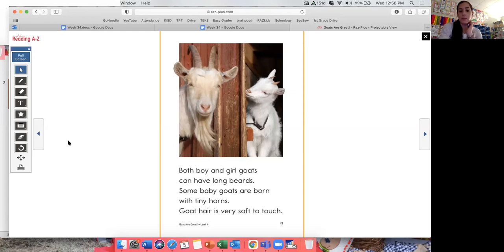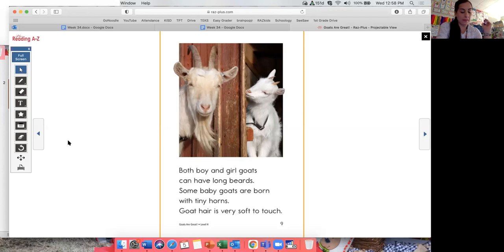It says, both boy and girl goats can have long beards. Some baby goats are born with tiny horns. Any important facts that you think we should know for studying them? I think it's important to know that they have horns on their head because that might be part of their defenses, like we talked about when we were doing our research. So maybe the author wants to tell us how they protect themselves. Whenever they tell us that baby goats have tiny horns, that helps me understand, oh, so that's how they protect themselves.